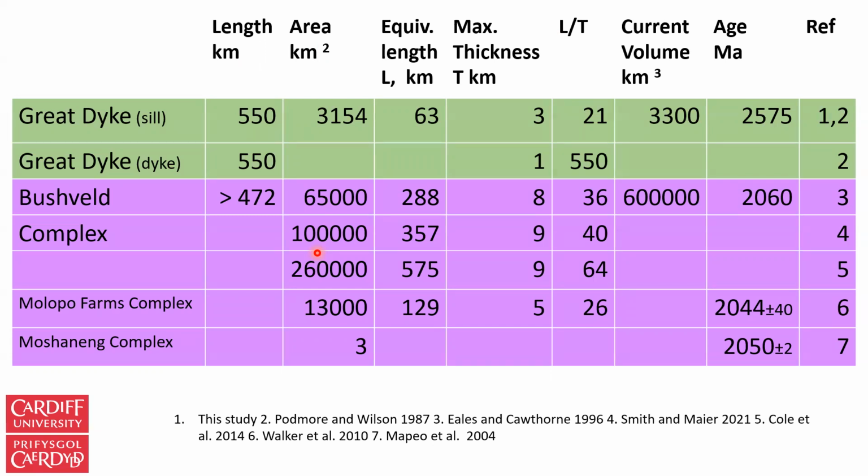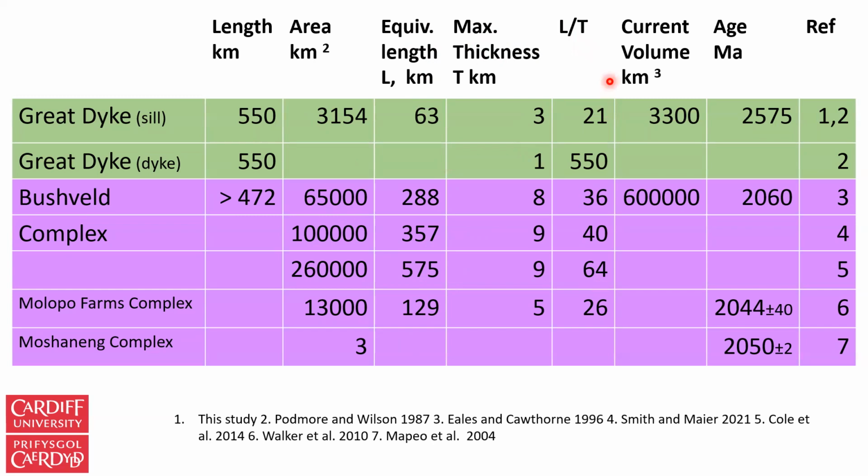And this is a really neat little trick to allow us to make meaningful comparisons between intrusions of very different geometry. So we can end up with this equivalent length parameter here, and then we can look at the maximum thickness and look at this critical ratio between the two.